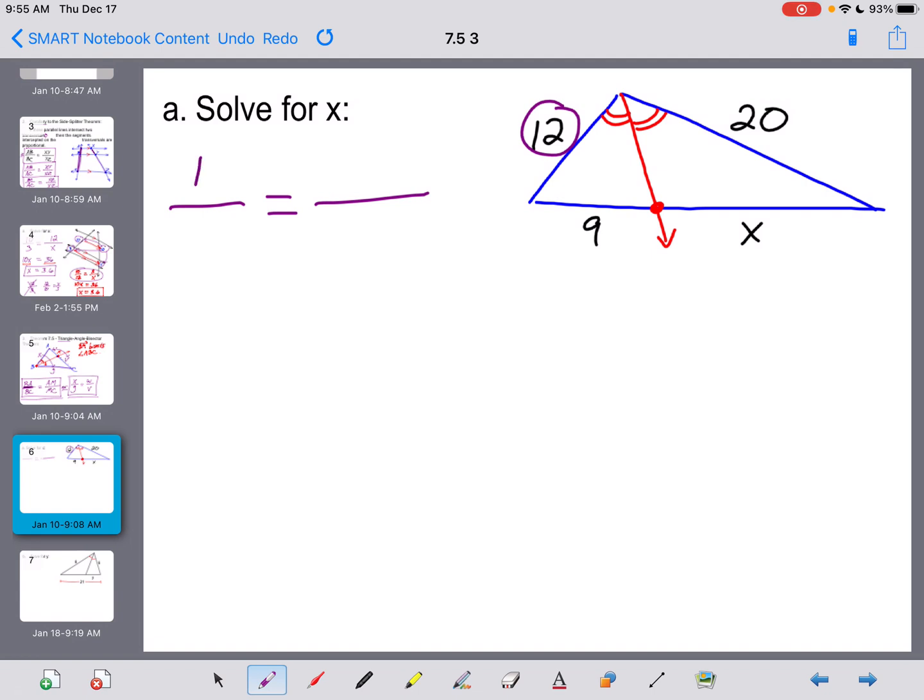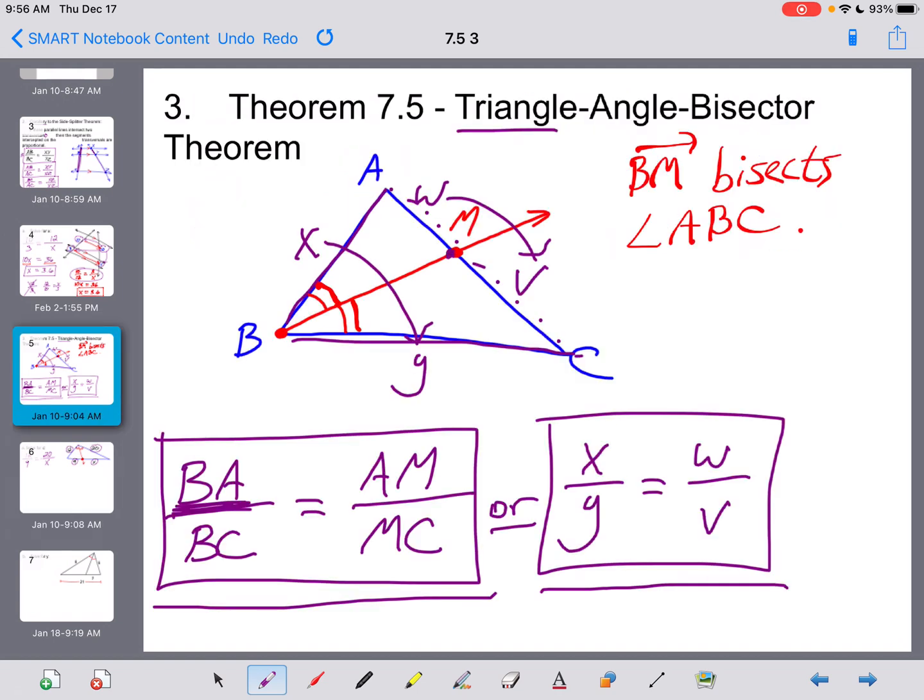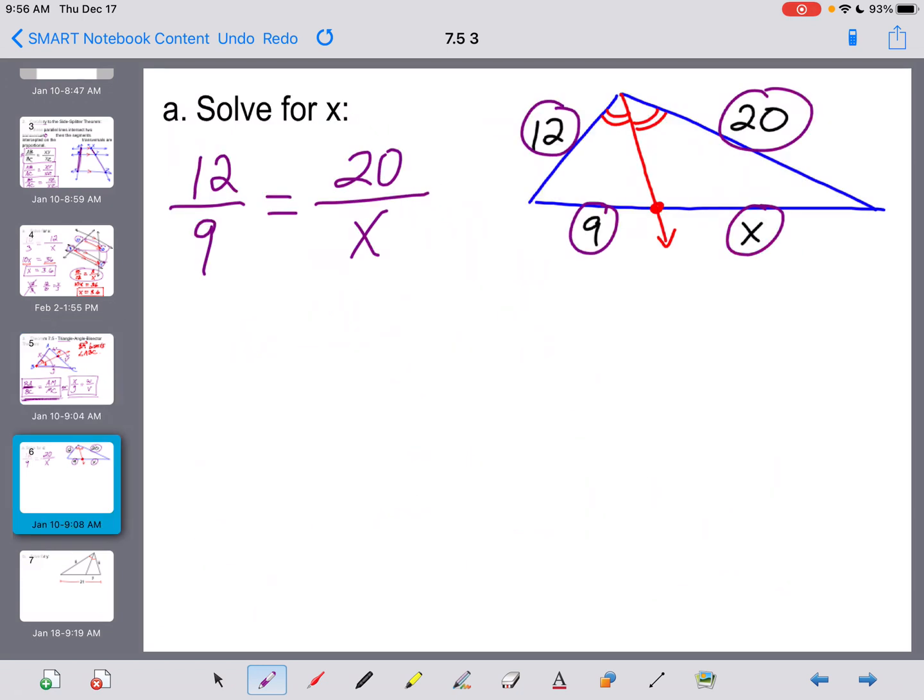12 is the side on the top left, so I'll go with that. And the 9 is right underneath it. That would be equal to 20 goes in the top right position, and X goes in the bottom right. Now, I realize, you guys, the way I just did this is different than the way I explained it right here. The way I explained it here was to use a ratio of the two non-cut sides. So that would have been something more like 12 over 20 is equal to, and hopefully you guys can tell me the second part, 9 over X. Both of these are going to work because your cross products on the next step are going to be identical.